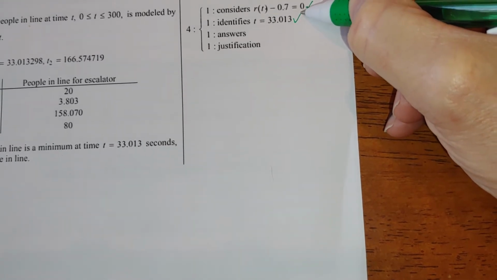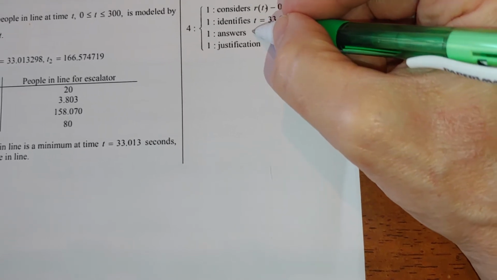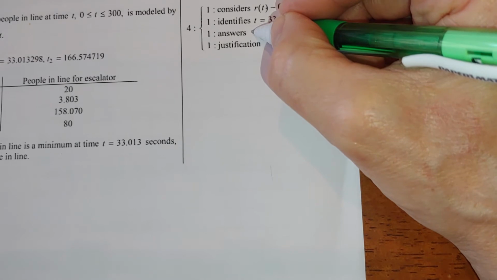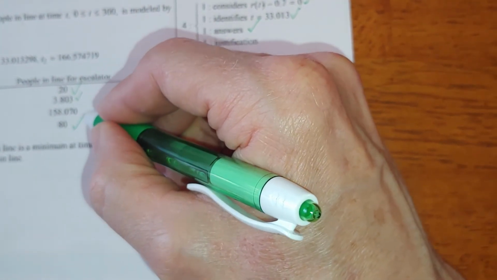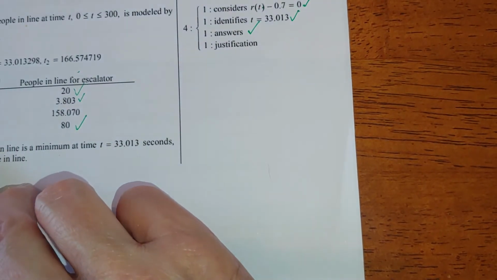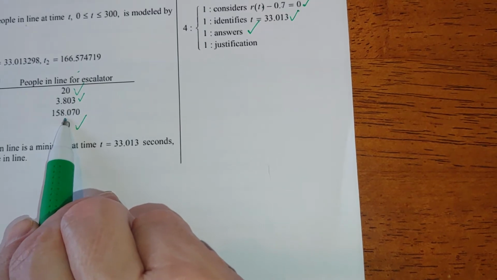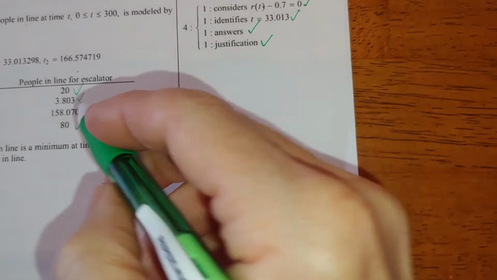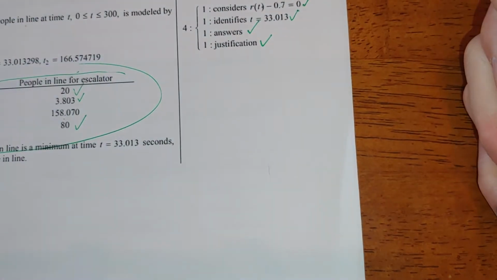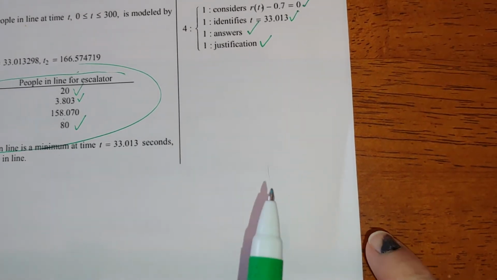Notice there's not a point for not picking up the 166.574. 1 point for the answers, and that's looking at the 20, the 3.803, and the 80. You can include the 166.574. You can get the number of people there and include it if you want to and rule it out that way, or you could rule it out the way I stated earlier. And then one point for your justification, and in this case, your table is your justification. It's the smallest y value or the smallest number of people for those time periods.